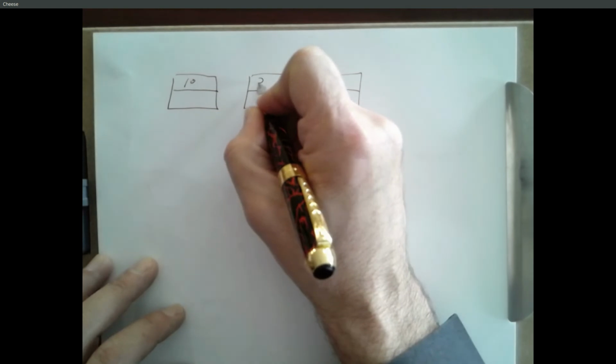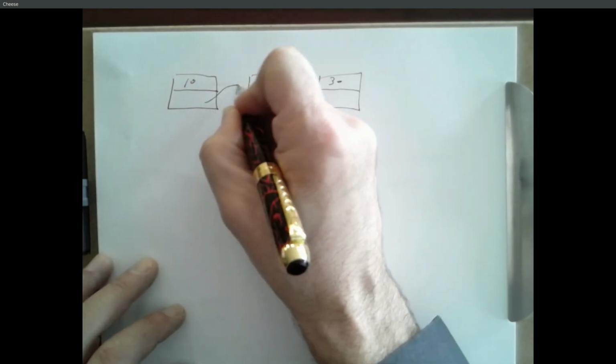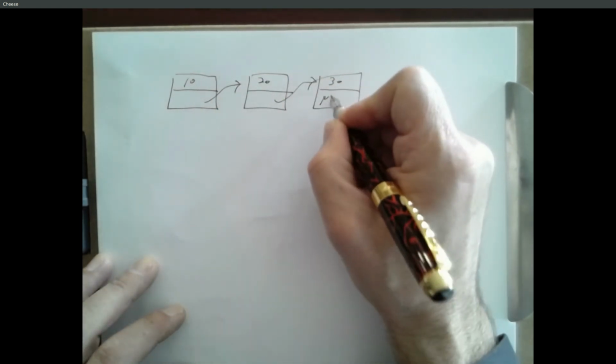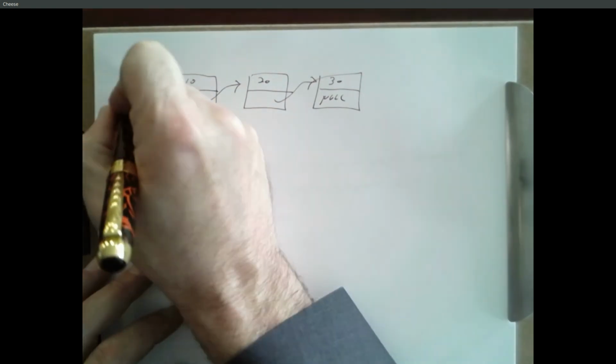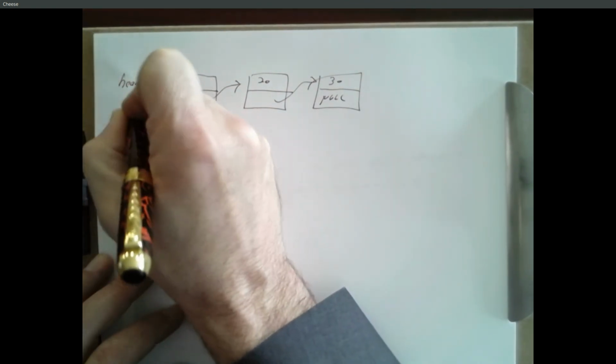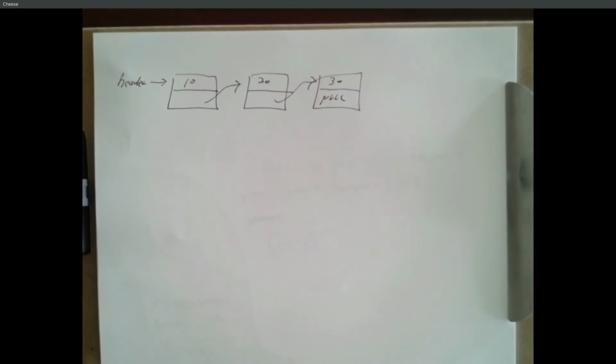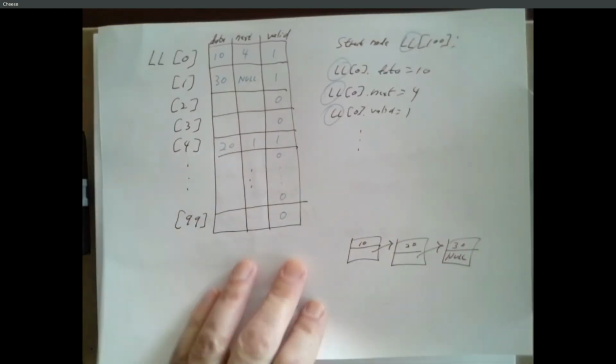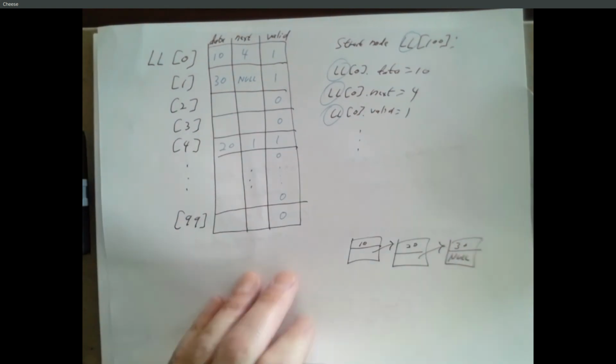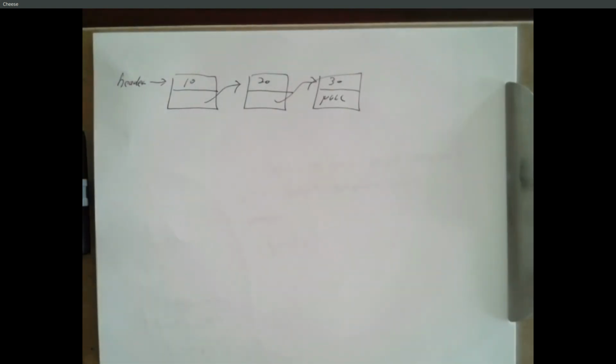So here's a linked list. And we have a header, which somehow gets us to our first node. And let's say this is our linked list. So this corresponds to, right, this array structure in memory.